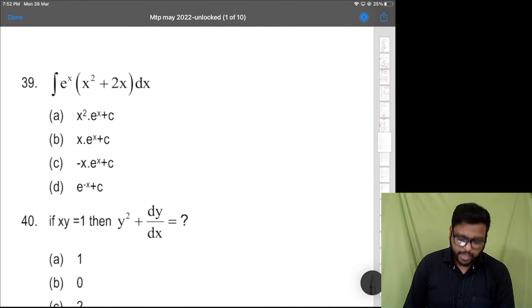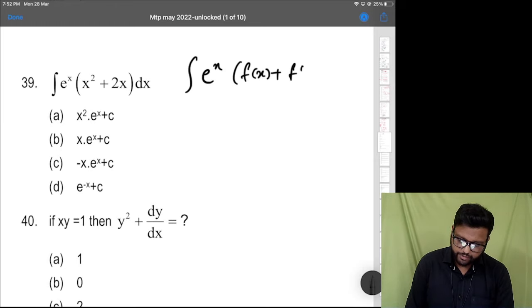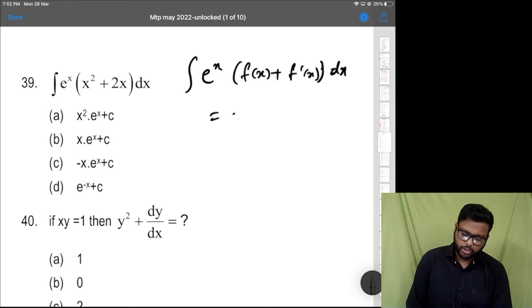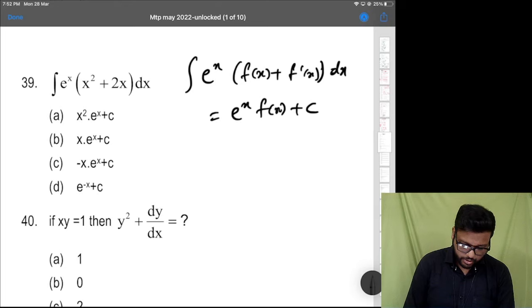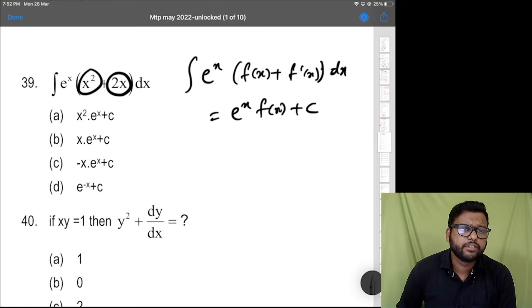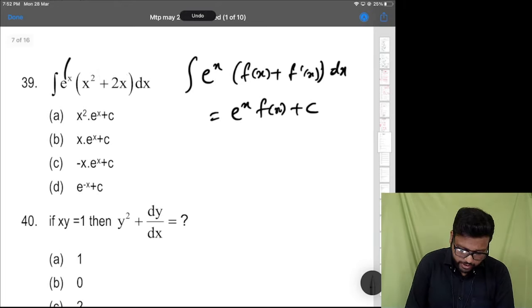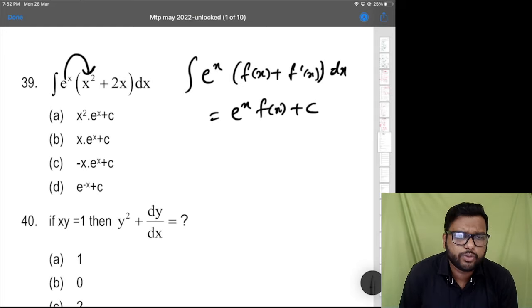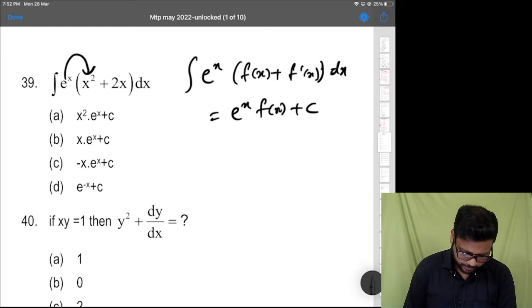39. This is a standard rule. We have integration of e raised to x into f(x) plus f dash x dx is always e raised to x into f of x plus c. That's it. Now if you see x square, derivative of x square is 2x. That means the answer is just going to be e raised to x into f of x plus c, e raised to x square plus c, option A.